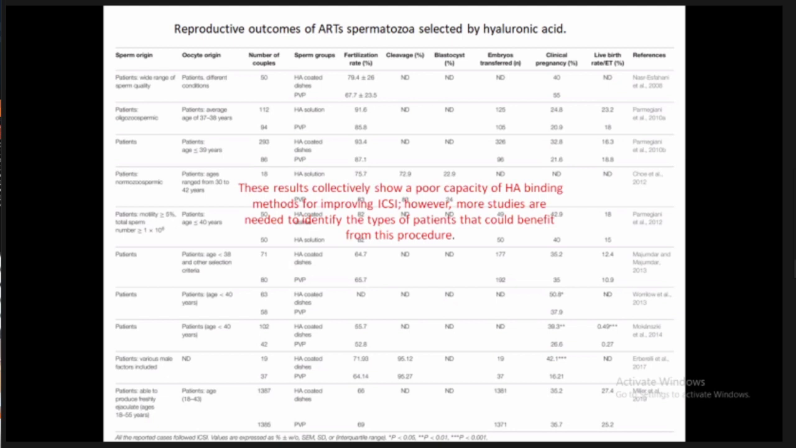So what they found is they show very poor capacity of hyaluronan binding methods for improving ICSI, and they also say that more studies are needed to identify the types of patients that could actually benefit from this procedure.